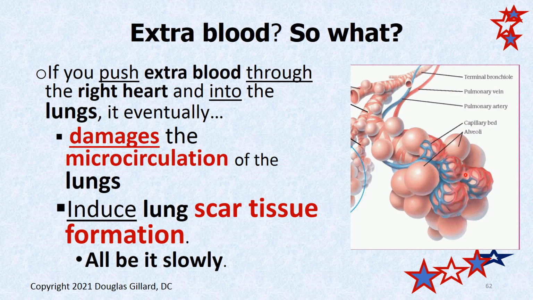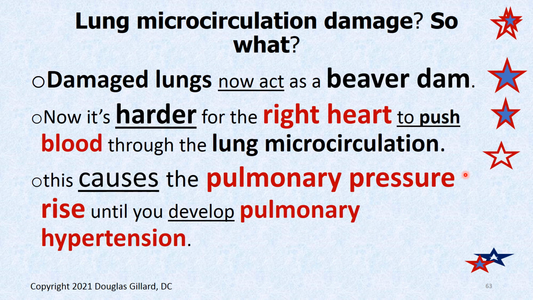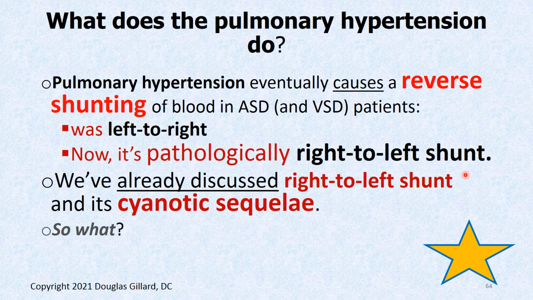Kind of already talked about all that. All right, so everything we've already talked about. The damaged lungs are now a beaver dam. It's harder for the right heart to push blood through that beaver dam, and that raises the pressure on the right side of the heart. That will cause a pathological right to left shunting of blood. And they'll start getting symptoms if you get right to left shunting of blood. Remember we said the body hates that because it's taking away that full oxygen content of the oxygenated blood. It's mixing it with deoxygenated blood.